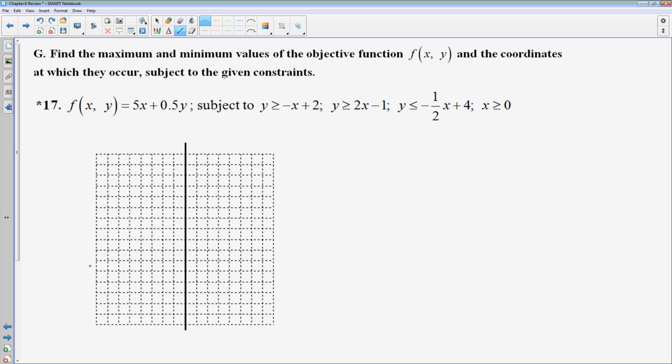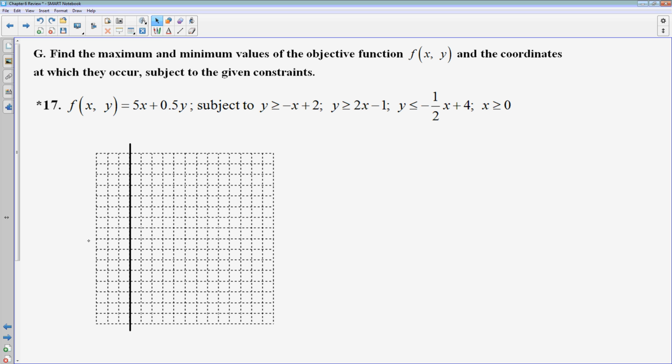I think I'm going to need more room above. Oh, wait. Actually, I did say x is greater than 0. So if x's are positive, that means I'm going to be on the right side of the y-axis. What I don't know, though, is what my y's are going to be doing. So my y's, let's see, I'll put my y-axis right there.